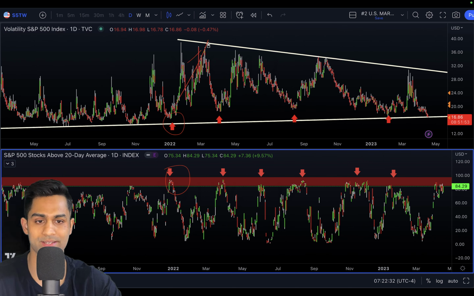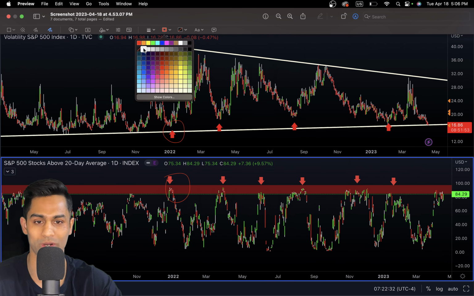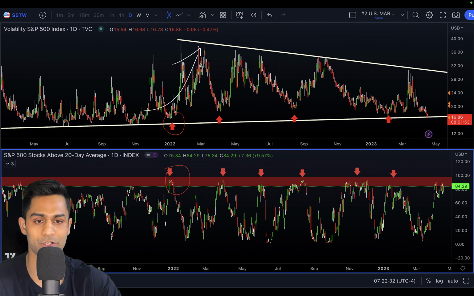So when that spikes to the upside, I'm going to actually change the color here very quickly. Just give me 1 second. I'm going to change it to white. So when the market does spike here, we do see this indicator also come down, meaning the majority of stocks once again start trading below their 20-day moving average. So it's really important to pay attention to these levels because they correspond with each other.